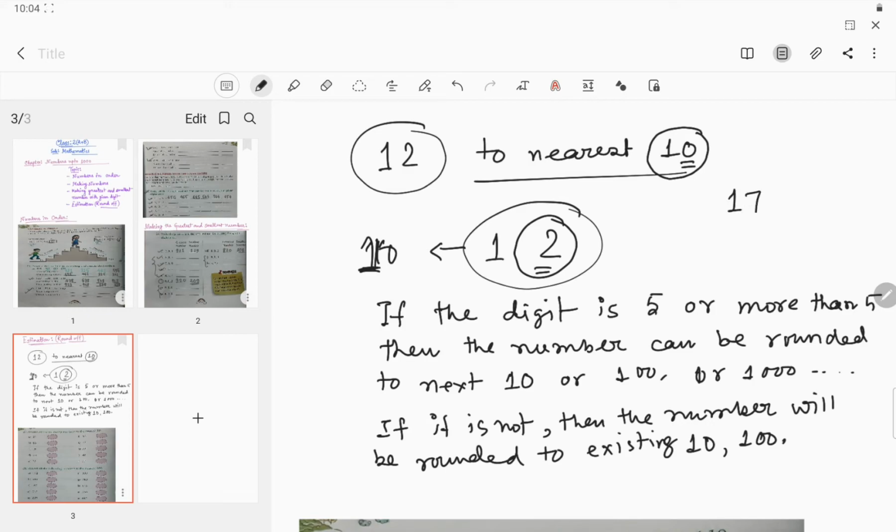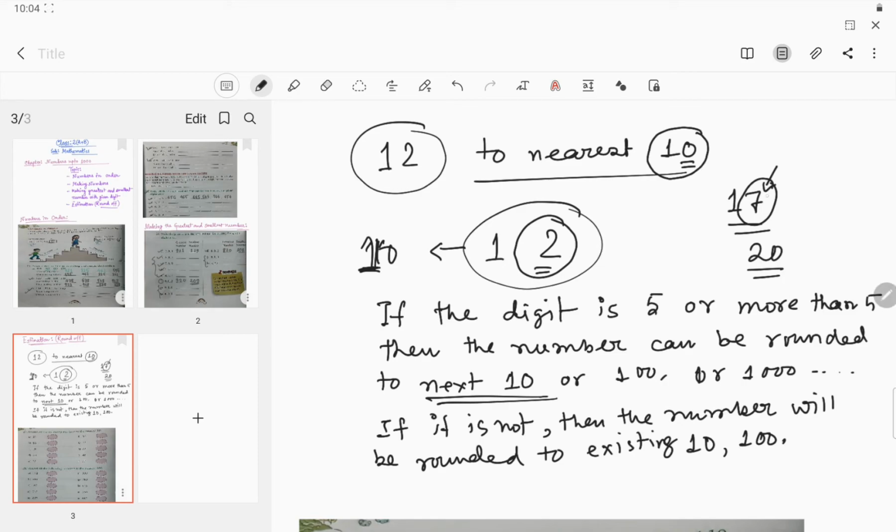If it is given 17, you have to check the ones digit, that is 7, which is greater than 5. So now 17 will be rounded to 20. That is the next 10. That is called next 10. 17 consists of 10, right? So next 10 is 20.